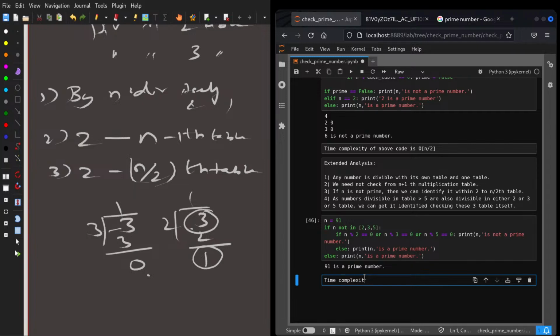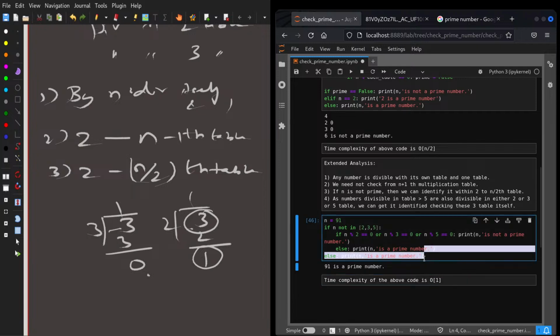Complexity of the above code is, any guess? Is there any loop? No, isn't. So O(1). So which is having the minimum time complexity? Our second code, is it?